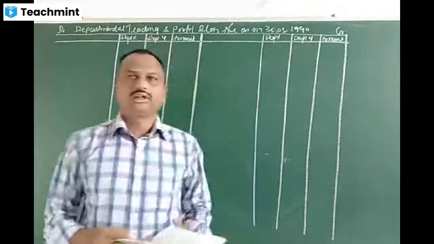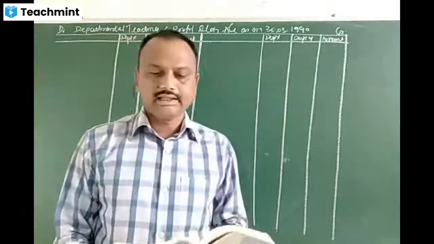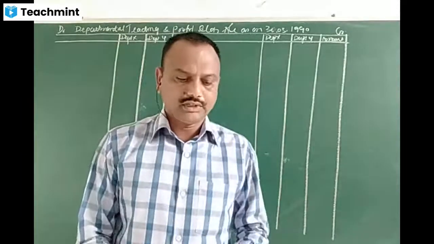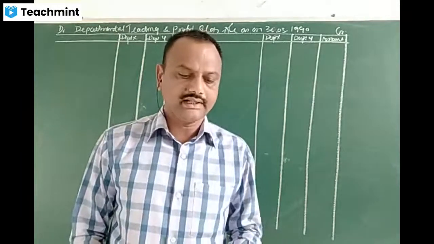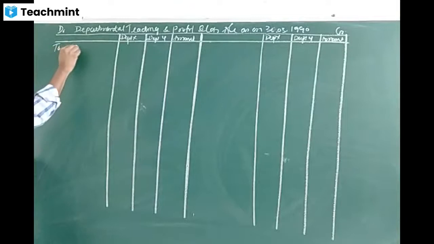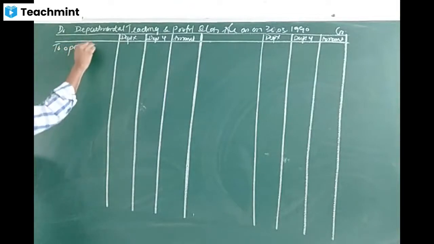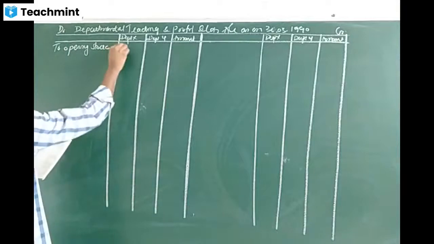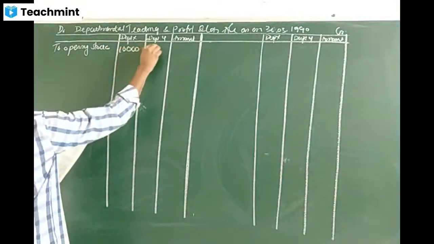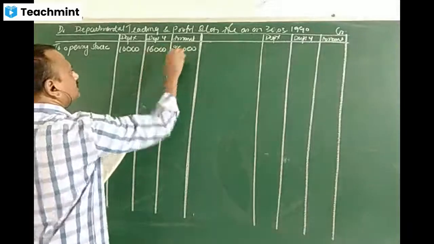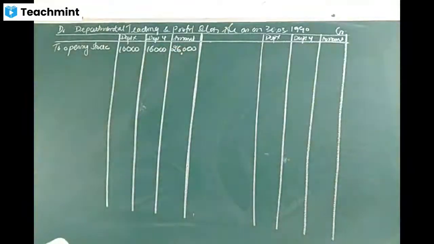So first we start with the entry of opening stock. Here opening stock is 10,000 and 16,000. Total will become 26,000.